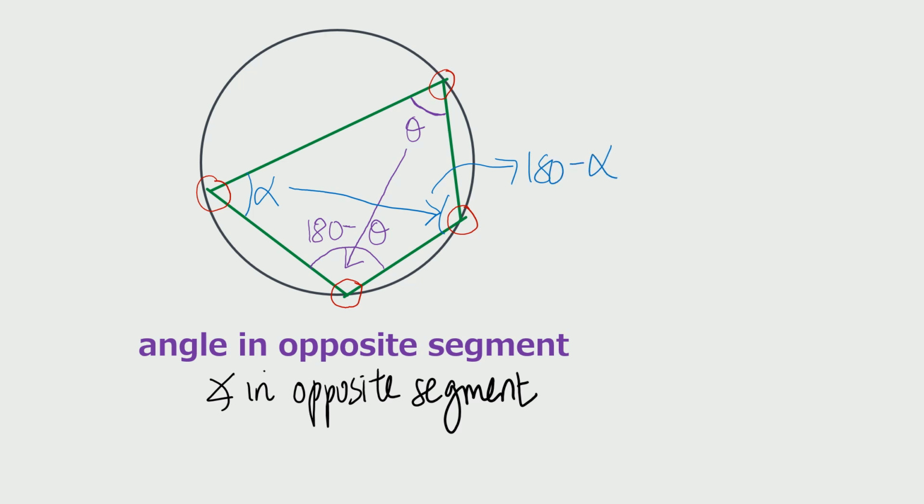So look out for a quadrilateral where all the 4 points must touch the circumference of the circle. Let me give you one example of what it is not. If you have a quadrilateral like that, this is not a cyclic quadrilateral because this point here does not touch the circumference of the circle. So this is wrong.